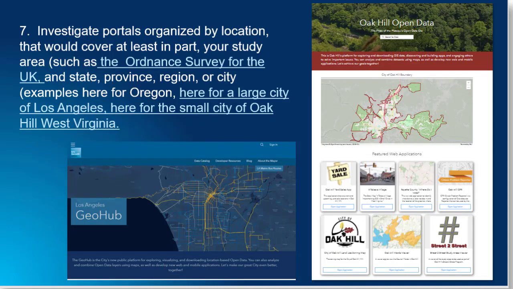Number 7, investigate portals organized by location that would cover at least in part your study area. So location matters. Start with location. If none of these other things that I mentioned earlier are helpful, you're in number 7 now. For example, the Ordnance Survey for the UK, if you've got a UK study, or state, province, region, or city examples here for Oregon, here for a large city, Los Angeles, and here for a small city of Oak Hill, West Virginia.